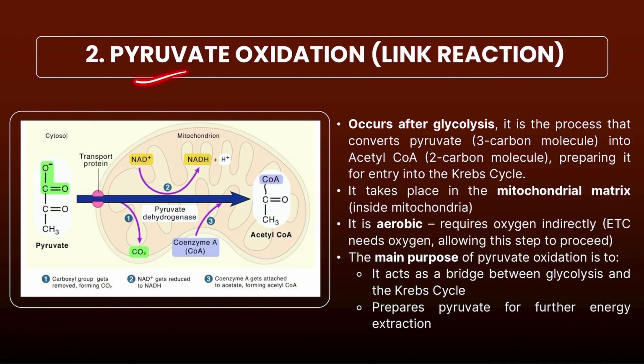So this pyruvate oxidation is considered aerobic because it indirectly requires oxygen. Even though oxygen isn't used directly in this step, the next stage, the electron transport chain, depends on oxygen, so it allows this process to continue. Again, the main purpose of the pyruvate oxidation is to act as the bridge between glycolysis and the Krebs cycle, and also to prepare the pyruvate for breaking down by converting it to acetyl-CoA.